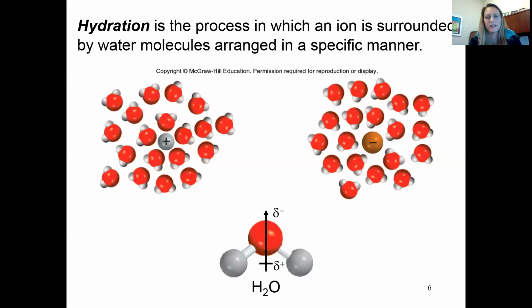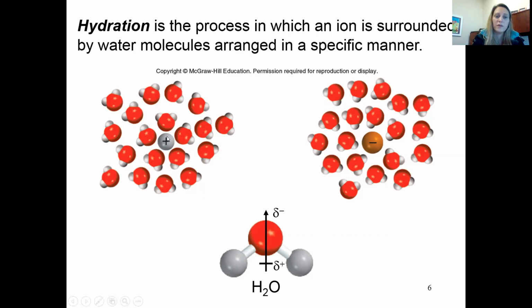So something else that you need to put into perspective when we're looking at solutions, or things that are dissolving other things, is the term hydration. Hydration normally means to be full of water, and it holds true for chemistry as well. Hydration is the process in which an ion is surrounded by water molecules.